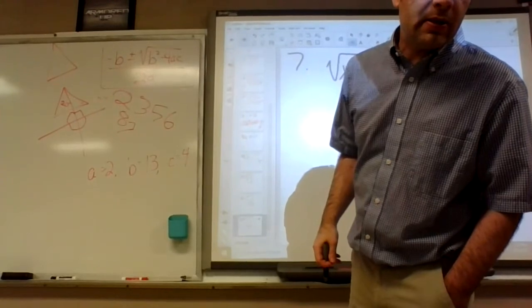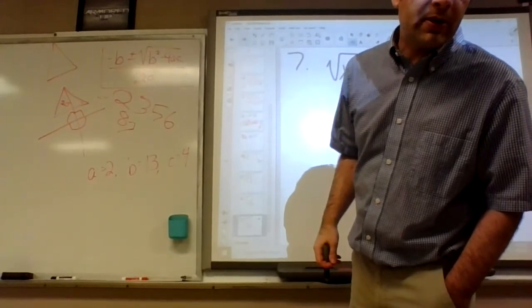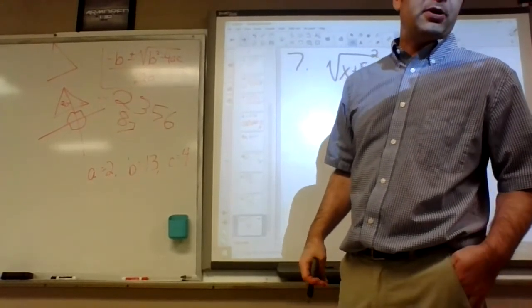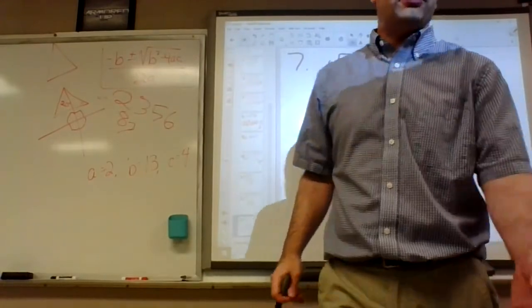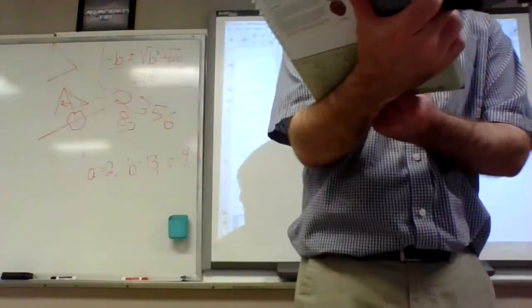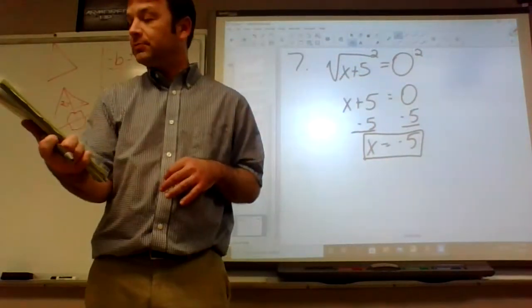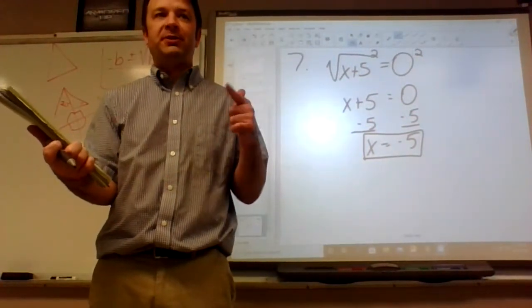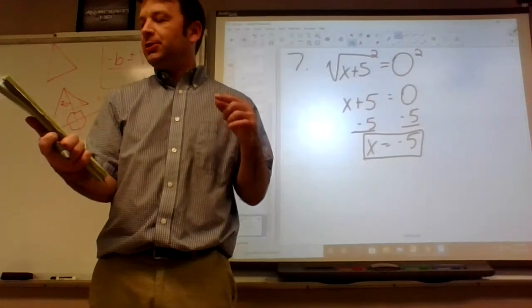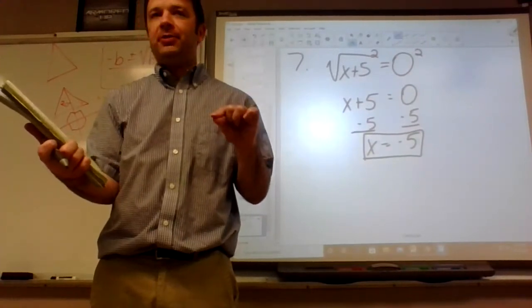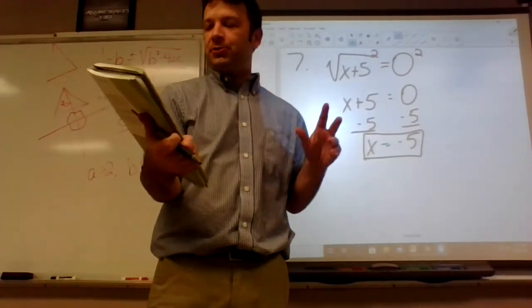For number 9, you divide by 3. On number 8, what do you think that 3 out in front is doing? It's multiplied to the square root. So your first step is to divide by 3, and then you square both sides.